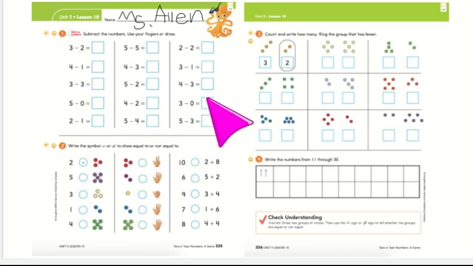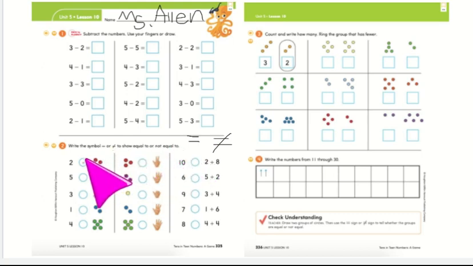Try your best to do this all by yourself. And when you are finished, move on to the next section. On this next section, it's going to tell you to write the symbol equal. That looks like this, 2 lines. Or not equal. That's an equal sign with a line through it that says not equal. To show equal or not equal to.